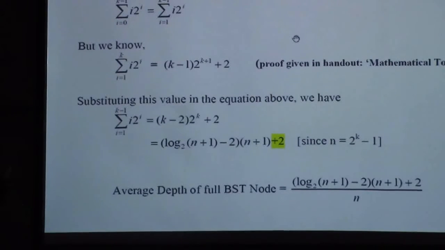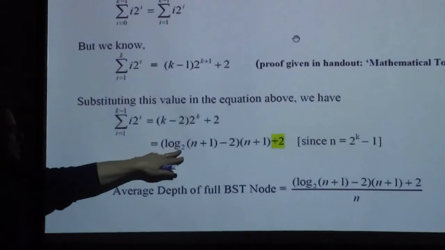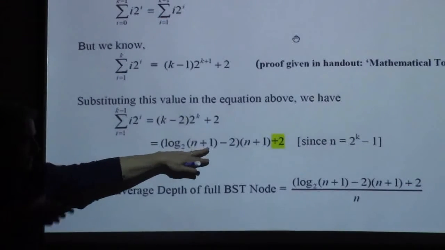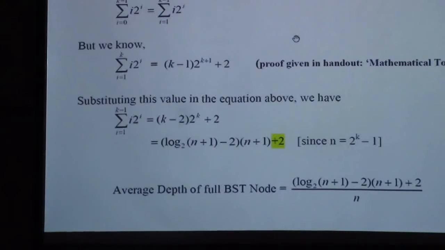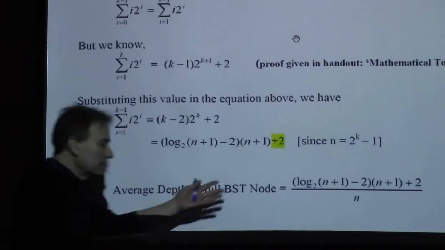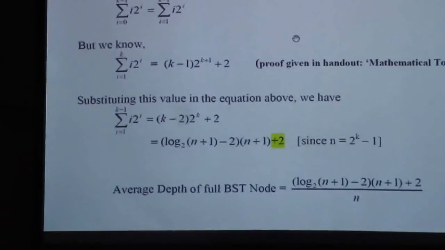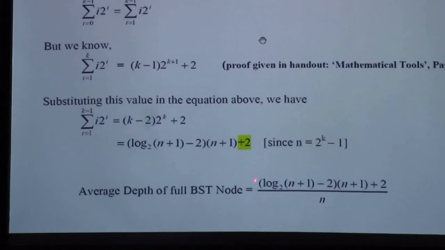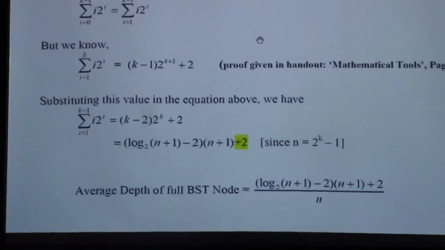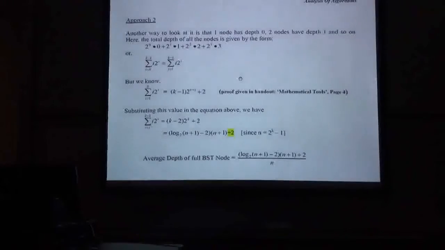But when we substitute back to replace k, because now we want to know n, we get lg(n+1) - 2 times (n+1) plus 2. Now, if we want the average depth, all we need to do is take that whole formula and divide it by n. That's the average depth. What I'd like you to do, for fun, is type this into a spreadsheet, put in n increasing by powers of 2, graph it and see what that function looks like.